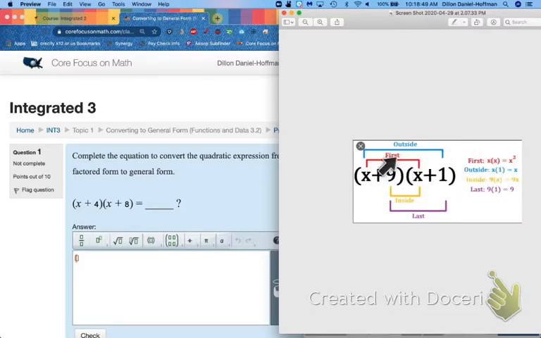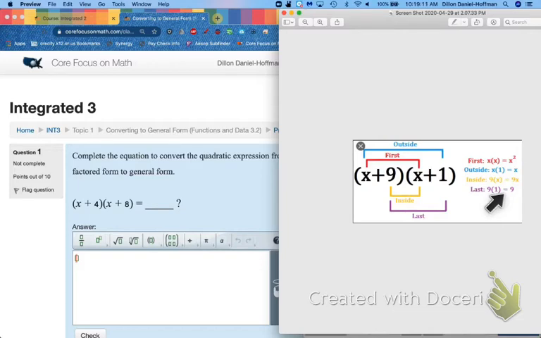Then the O in FOIL is the outside terms. So on the ends here, I've got my x and my 1. That simply just combines. So that's 1x or just x. Then the inside terms, the 9 and x, that multiplies together and simply combines to 9x. And then finally the last terms, the end terms, the 9 and the 1 multiply together to make 9.